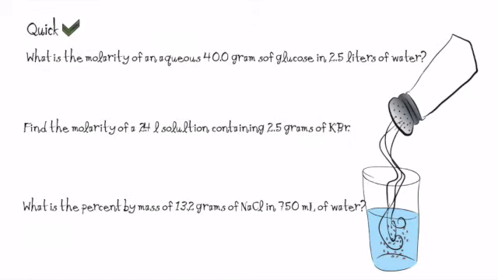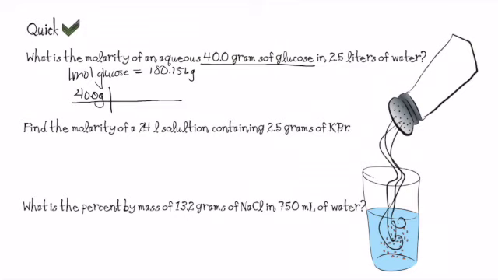What is the molarity of a solution that contains 40 grams of glucose in 2.5 liters of water? So our first step is we need to find out how many moles are in 40 grams of glucose. So 1 mole of glucose is 180.156 grams. So our first step is to convert grams to moles. So we have 40 grams. We're going to divide by our molar mass, and we get 0.222 moles.